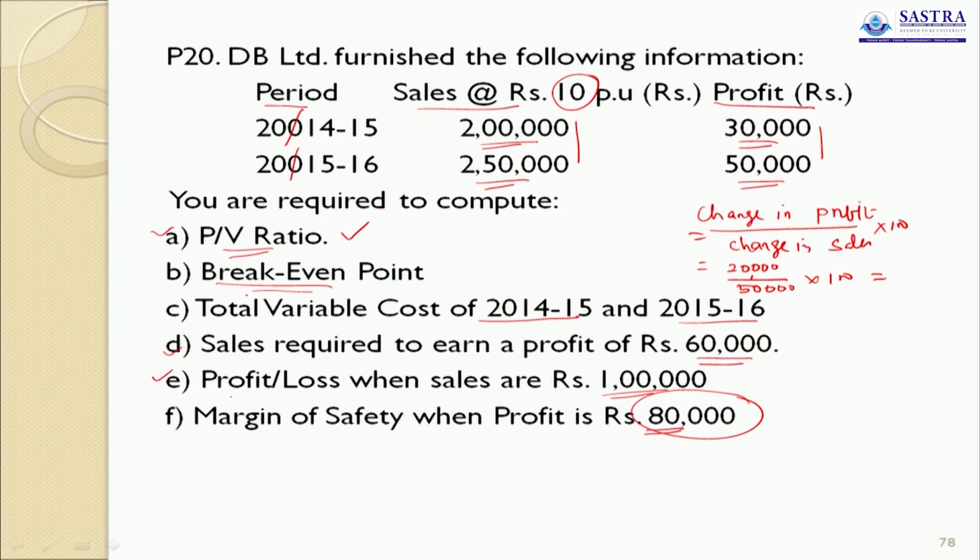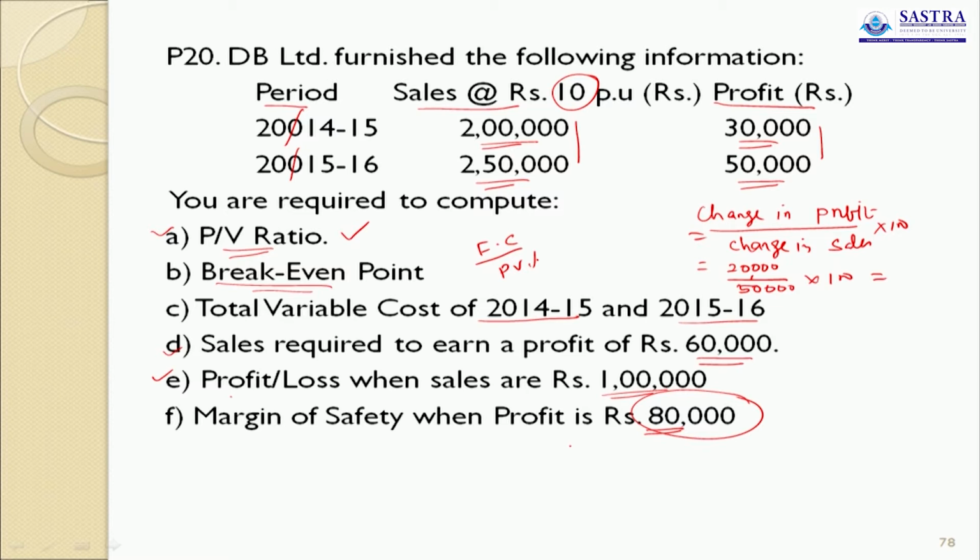Okay. Then next they will ask you to calculate break even point. What is break even point? Break even point is a point where the total sales touch the total cost. It will be calculated as follows: break even point equals fixed cost divided by PV ratio. This is a simple formula, but in this problem fixed cost is not available. So you have to calculate fixed cost first, then apply this formula and the answer will come.